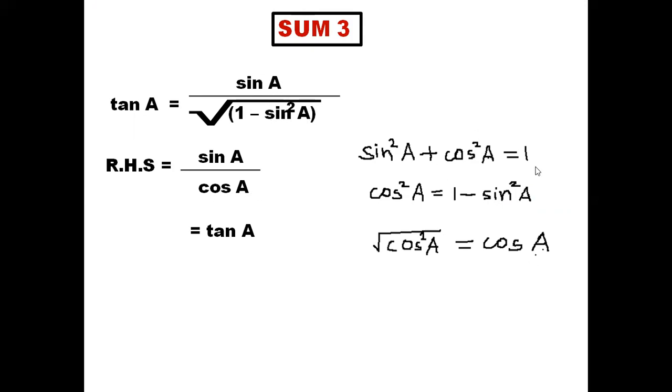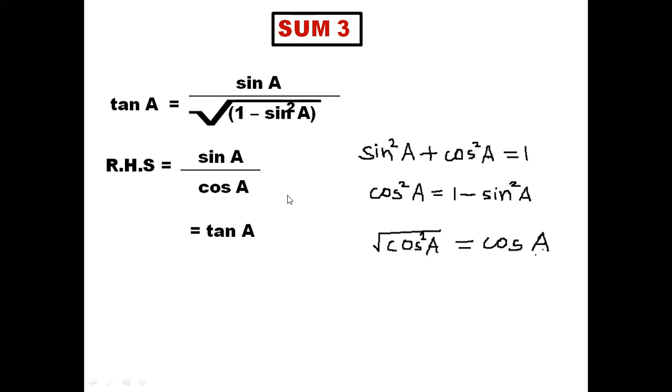Here I have shown you how I have found cos A, because cos square A equals 1 minus sin square A. So if we take the square root on both sides, cos A equals square root of 1 minus sin square A. Right? So sin A by cos A is what? Tan A. So we have proved right hand side equals left hand side.